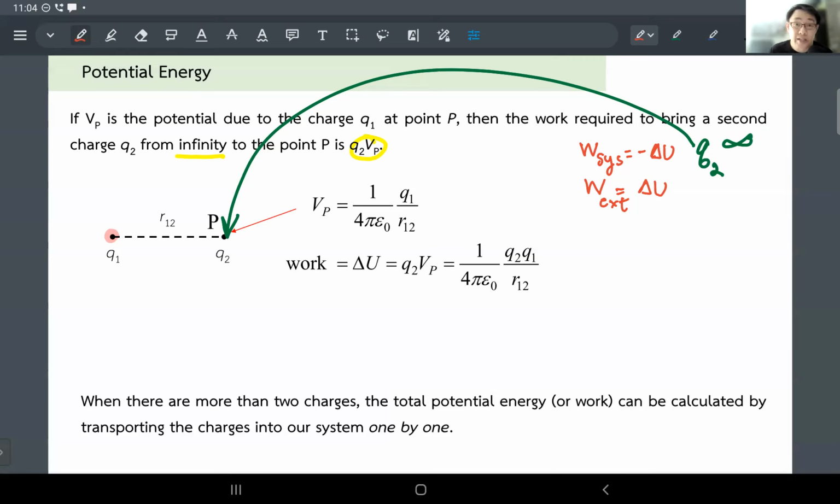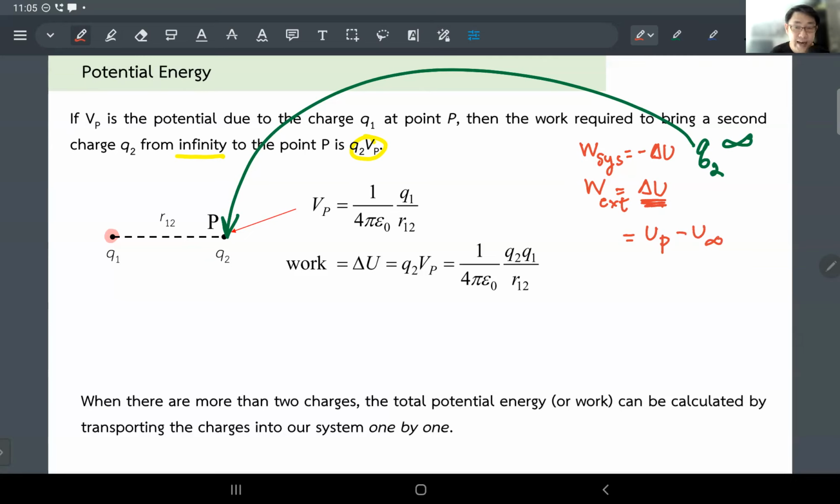I am the external force. I am the external agent. I'm not in the system. And that means I have to calculate the change of the energy. And every time that I do the change, don't forget it's final minus initial. So it's going to be final total energy at point P minus total energy at infinity. Cool?